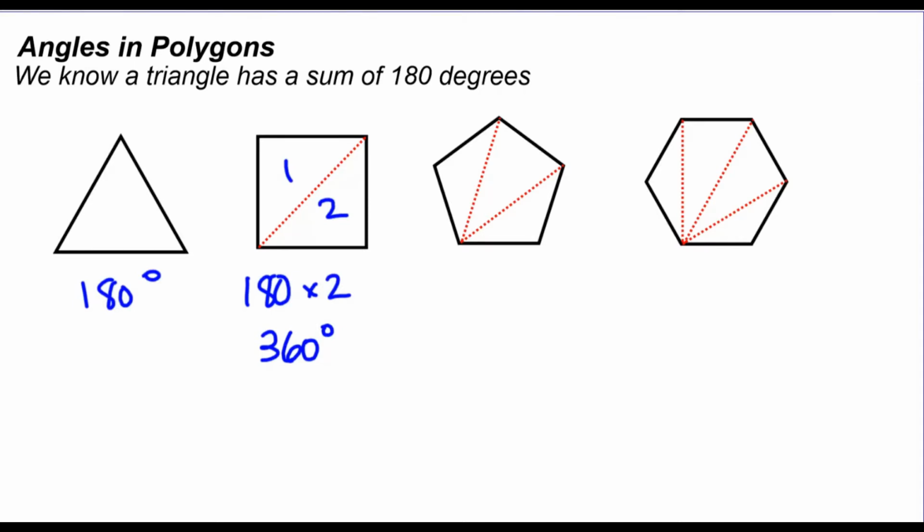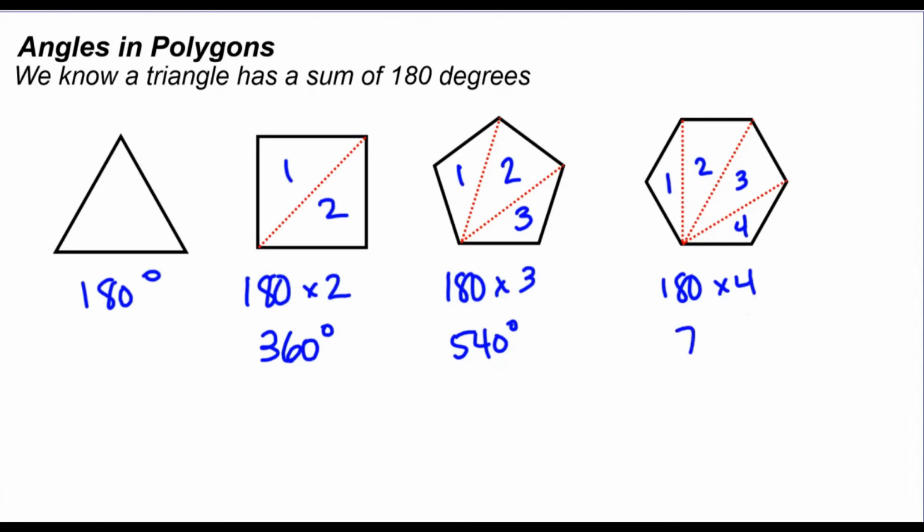And then if we look at the pentagon, you can see that we can cut a pentagon into 3 triangles. And again, each one of those triangles has 180 degrees. So if we take 180 times 3, we get 540 degrees. So every pentagon will have 540 degrees as its angle sum. And if we look at the hexagon, we can see we get 4 triangles inside of it if we cut it up. And again, every triangle has 180 degrees. So 180 times 4 is 720.